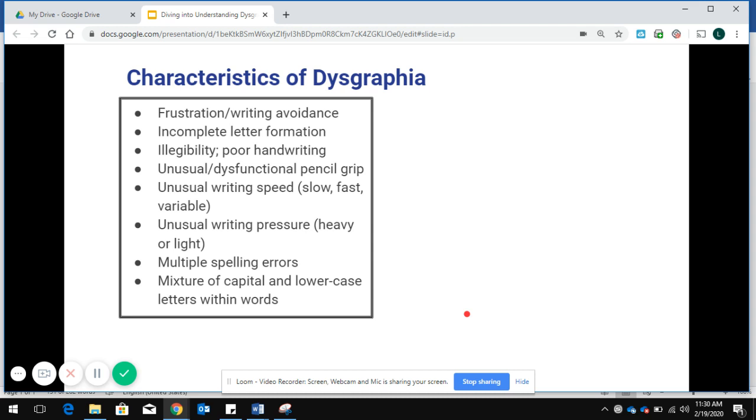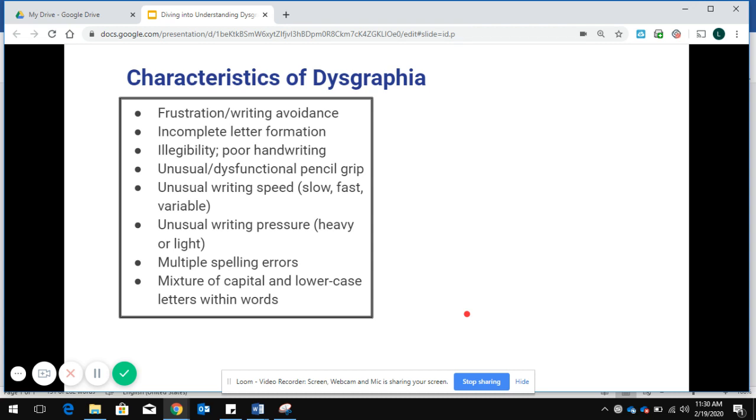Students with dysgraphia are also going to demonstrate unusual or dysfunctional pencil grip, the way they hold their pencil. It doesn't work for them. That's why we call it dysfunctional. Their writing speed is going to be unusual. They're either going to write very slow because they're thinking about how to form that letter, or they're going to write very, very fast, which is going to impact their handwriting and the quality of their handwriting.